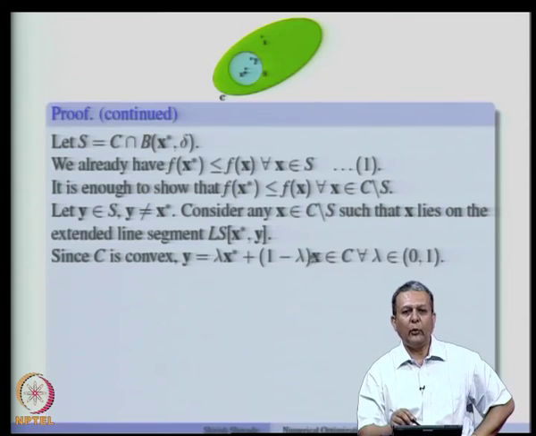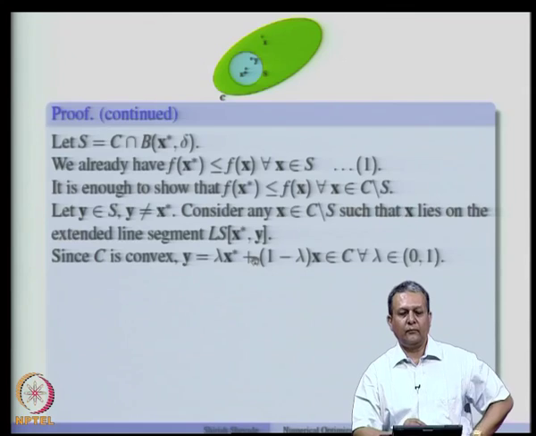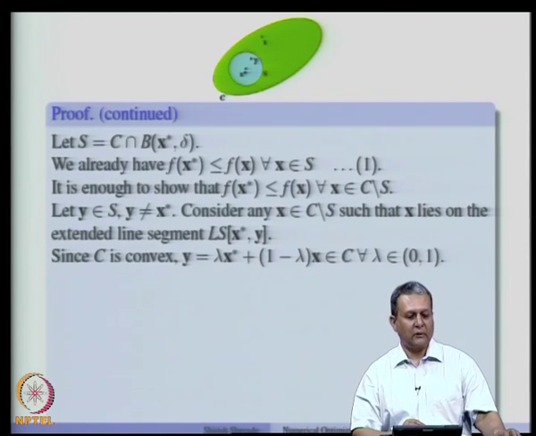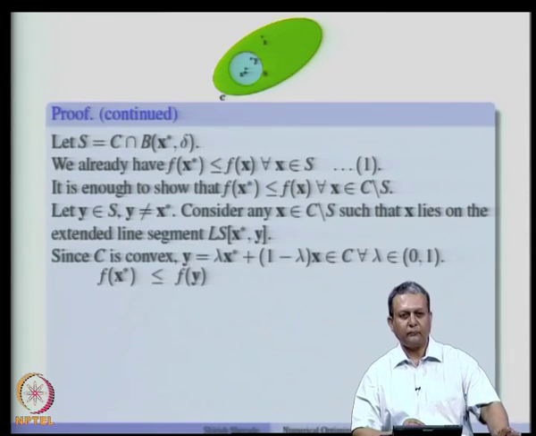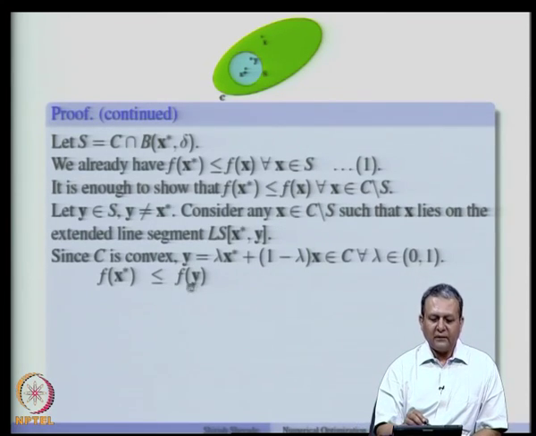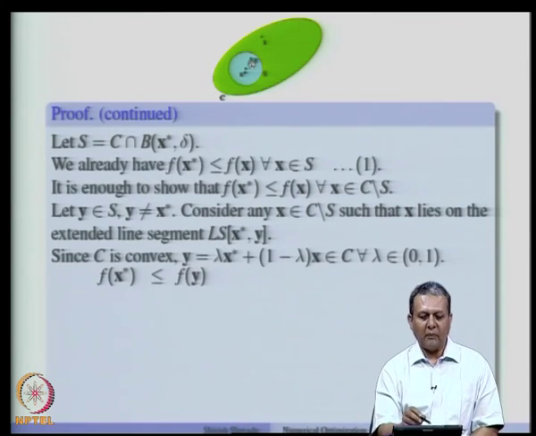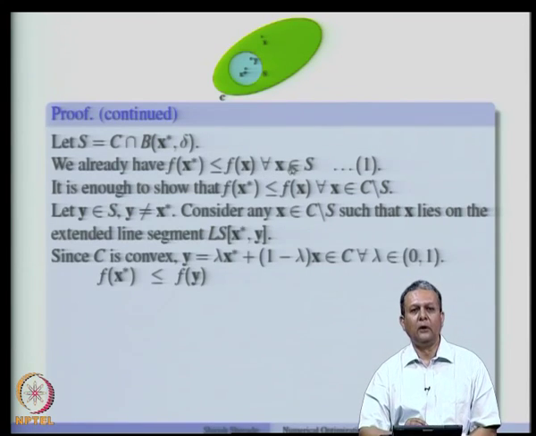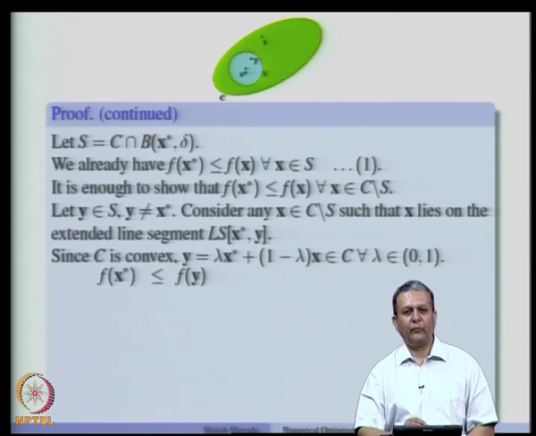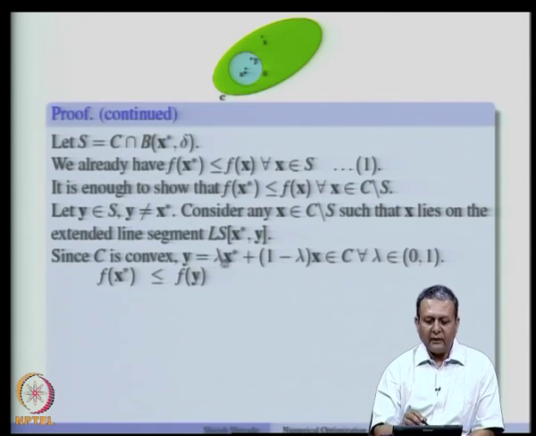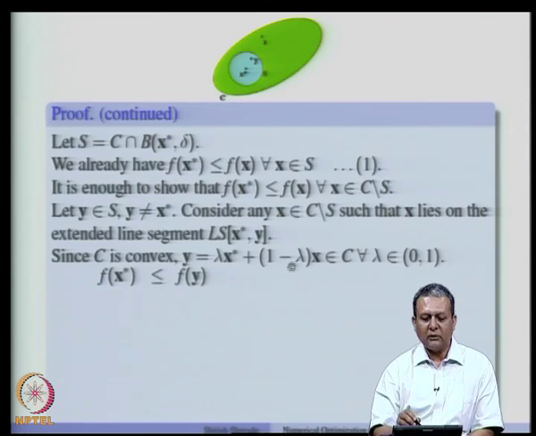So, let us take any point y on the line segment joining x star and x. Let us exclude the points x star and x and take any point on that open line segment joining x star and x. Now, we know that f of x star is less than or equal to f of y. This is because y is chosen to be in the set S, and by 1, f of x star is less than or equal to f of x for all x belongs to S. So, clearly f of x star is less than or equal to f of y. Now, this y we can write as lambda x star plus 1 minus lambda x.